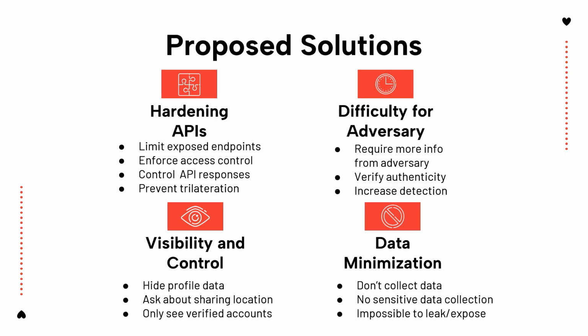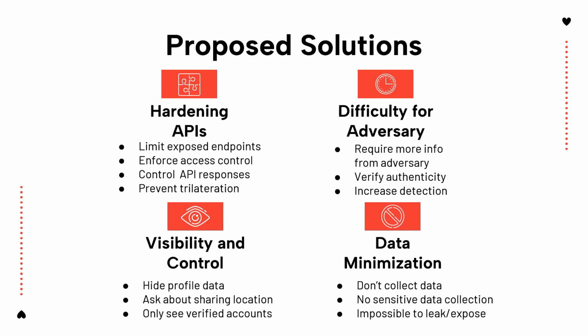The second solution the researchers suggested was making it difficult for attackers to gather data. And this can be done by requiring more info from an adversary or a user, such as getting the phone number and email, verifying the authenticity of the user by doing face verification, API request verification, having them sign messages. Increasing detection is another way by detecting fake or shifting locations, detecting malicious accounts, as well as doing rate limiting. However, the only issue with this solution is that it is difficult because this will make legitimate users have to share more data as well, which will defeat privacy goals.